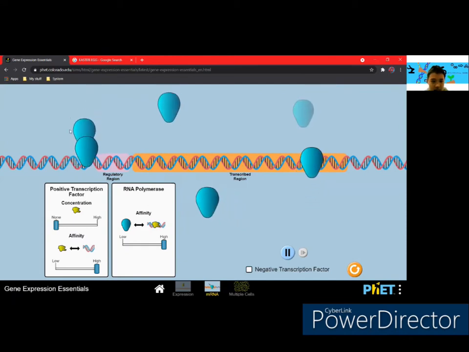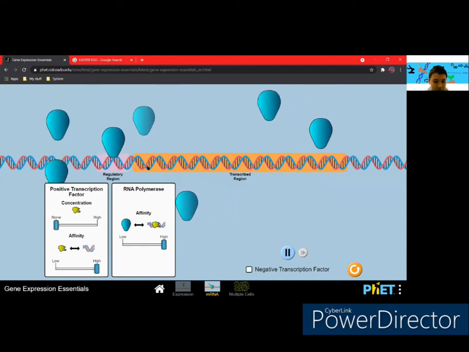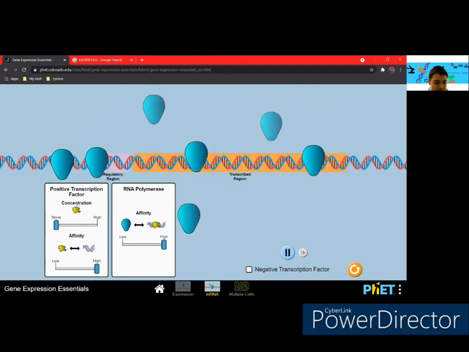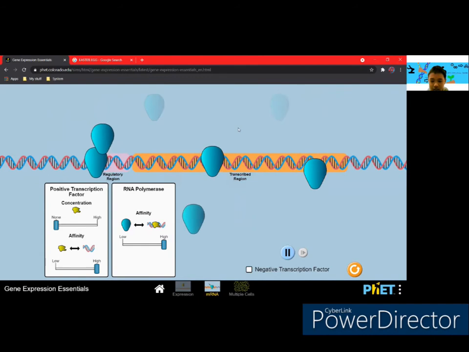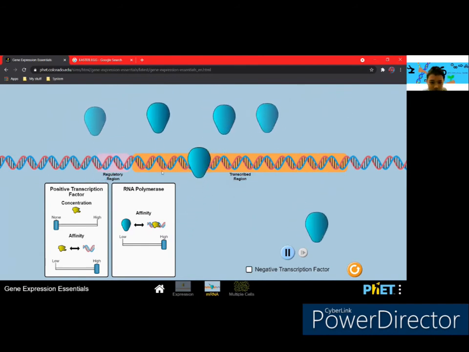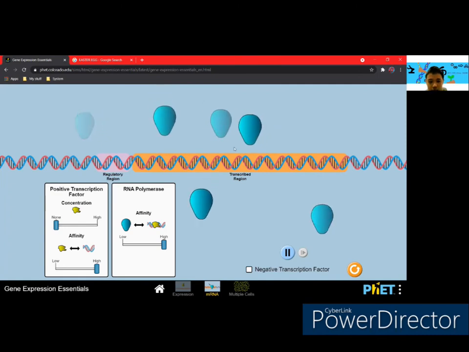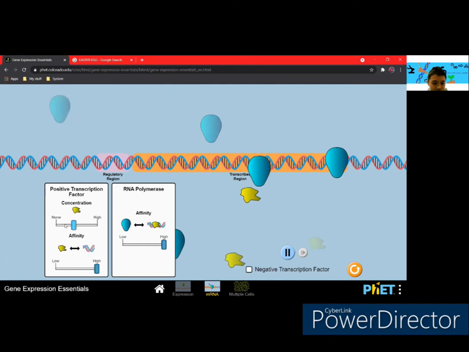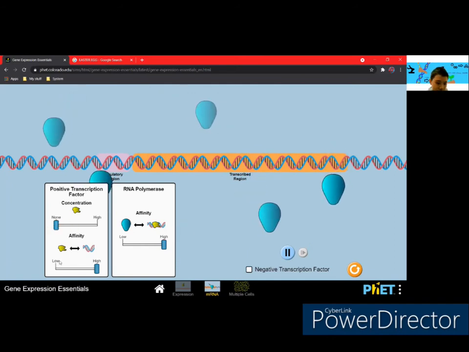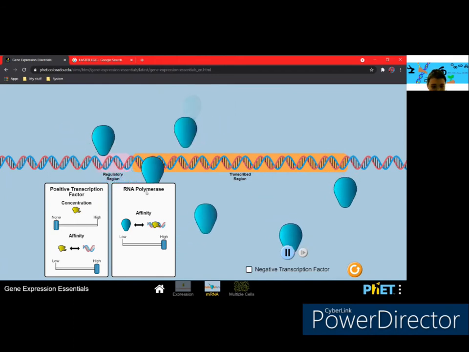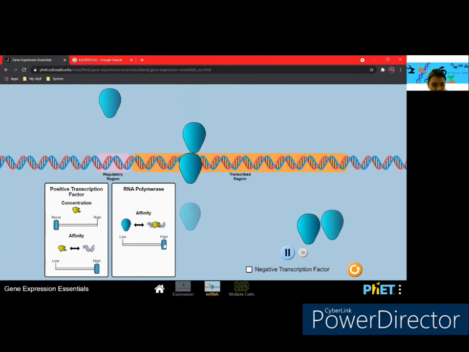So if we go here, you can see that there are these weird bulb-like thingies. And they're just hanging around, sometimes on the DNA, sometimes just over here. And you can see there's a regulatory region and there's a transcribed region. Now, here we have a few sliders. We have a positive transcription factor, concentration, and affinity. And we also have our RNA polymerase affinity.